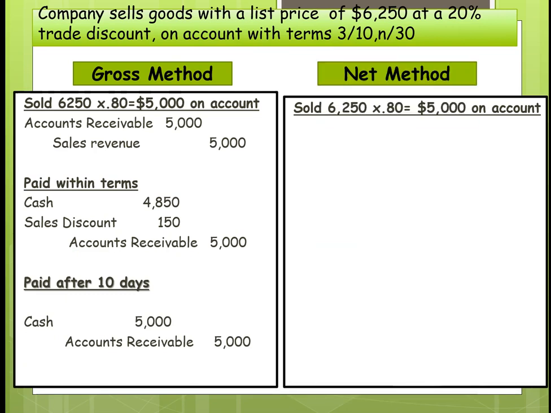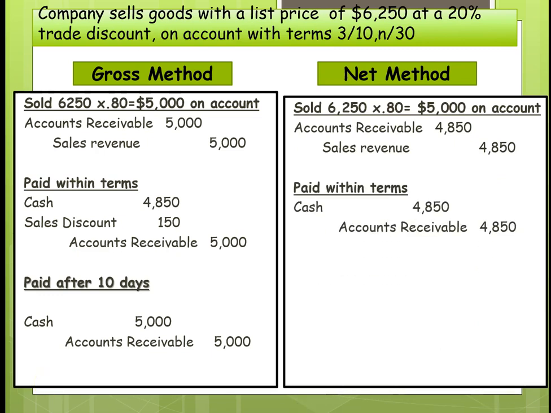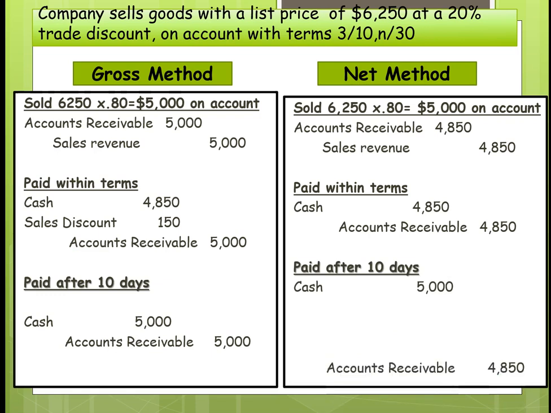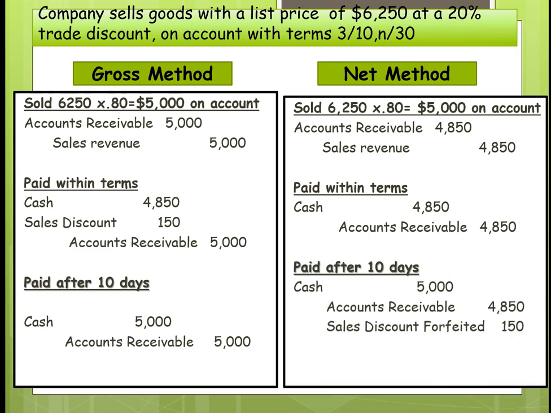Now, what about the net method? We would do accounts receivable less the discount, and when paid, we would just record the cash and the accounts receivable. If they paid after, it would be cash, accounts receivable, sales discount forfeited.